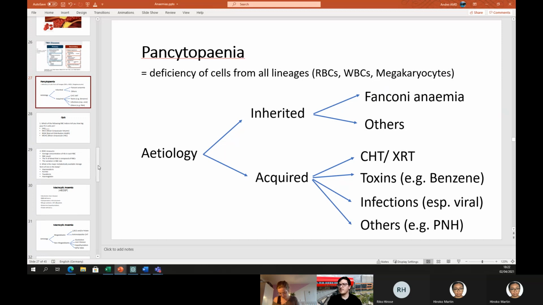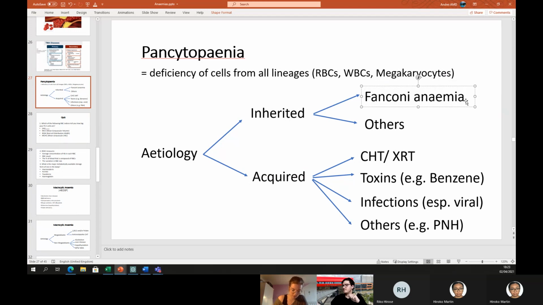All right, now I think Tim earlier, now he's gone, mentioned that pancytopenia is just when you have an ineffective bone marrow. So that's a deficiency of cells from all lineages: red blood cells, white blood cells, megakaryocytes. So let's go really quick through it. It could be inherited or acquired. If it's inherited, it's most probably Fanconi anemia.